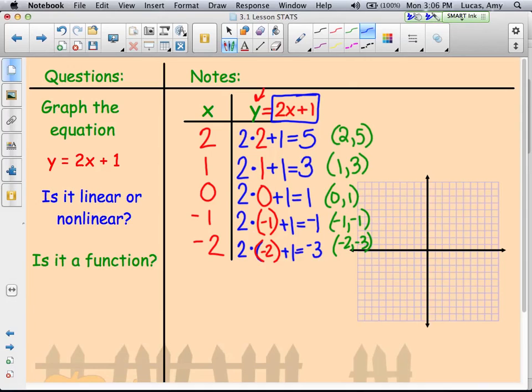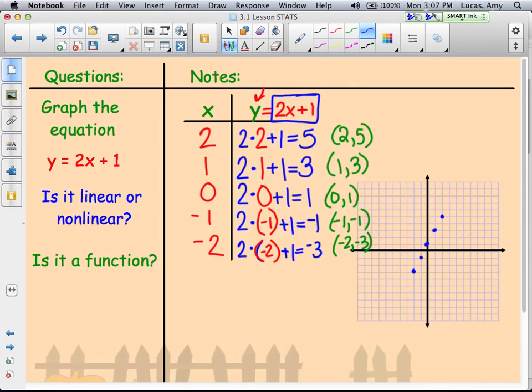So 2, 5 is right 2 because it's positive, and then up 5 because y is positive. 1, 3, right 1, positive x, up 3 for the positive y. 0, 1, this is where we see the most issues with graphing, when one of your coordinates is 0. 0 is x, which means I'm not moving left to right. And then the 1 for y means I have to go up 1, right here on the y-axis. Then negative 1, and negative 2, negative 3.